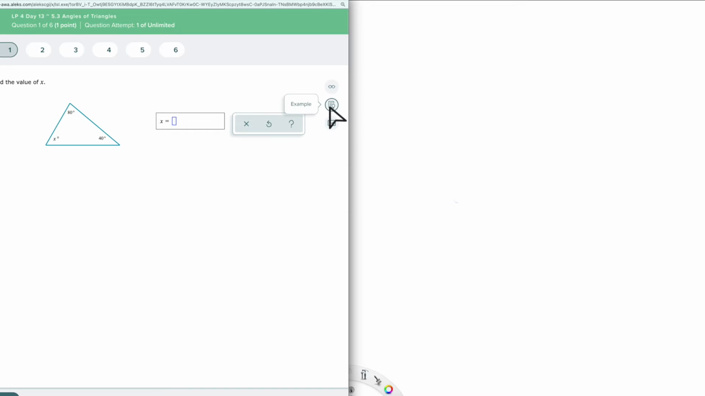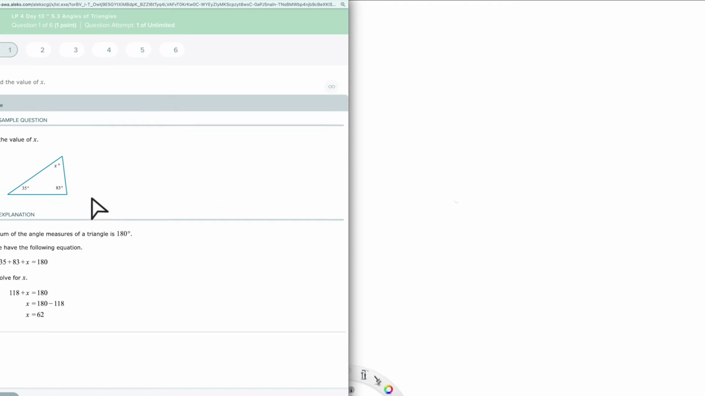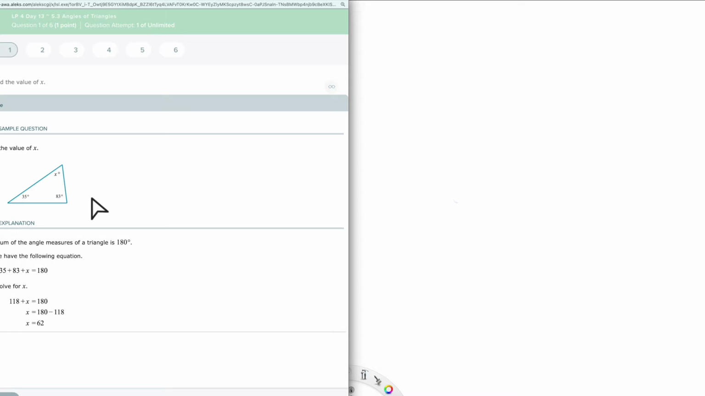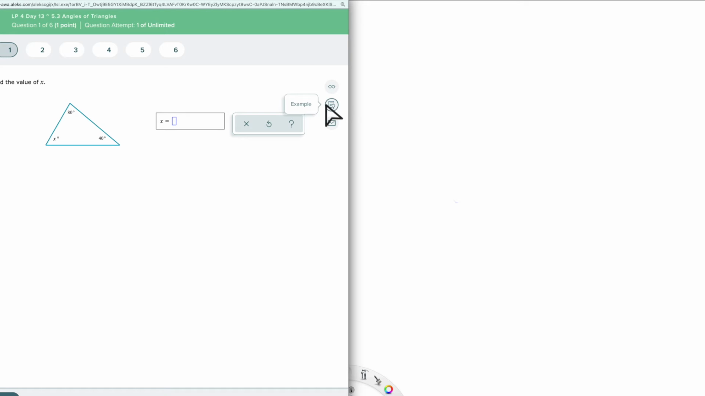But example will give you a very similar example. So same problem type is what we're looking at, and it'll walk you through it. You can click example again to get another example if you'd like. You can also message your teacher directly from the screen so that we know where to come help you if you get stuck, if you need some help there.